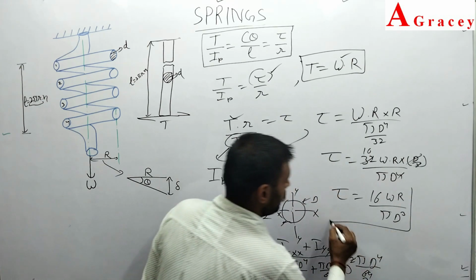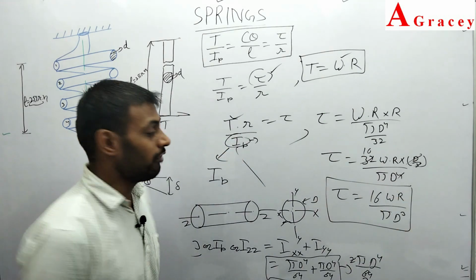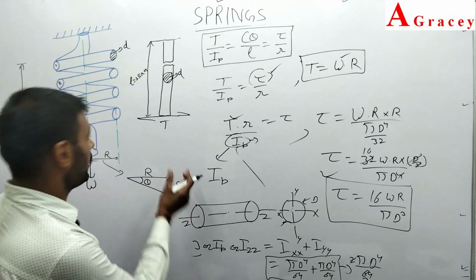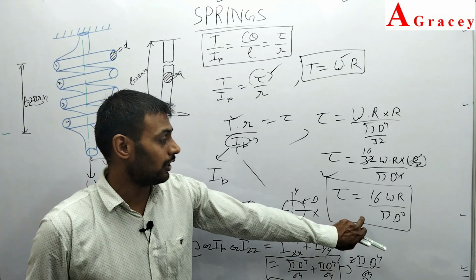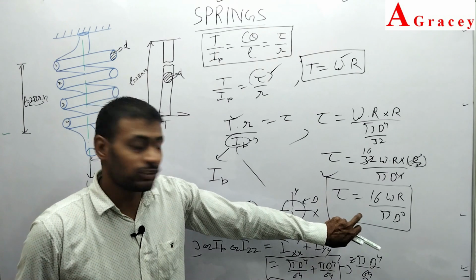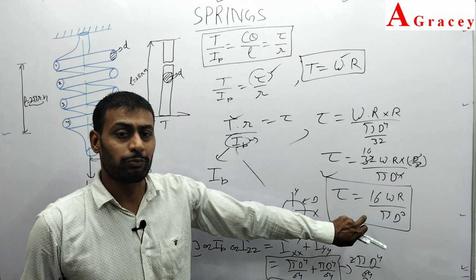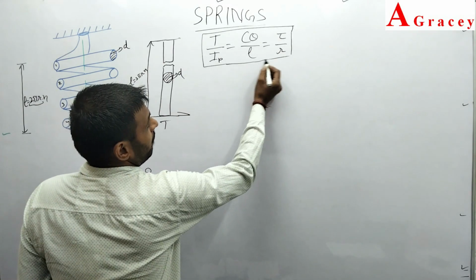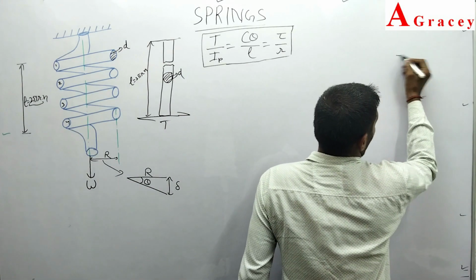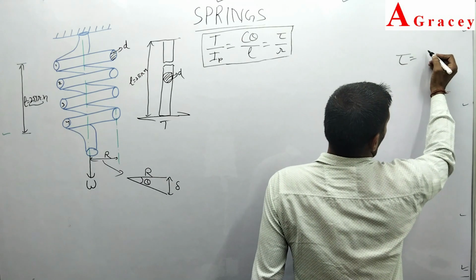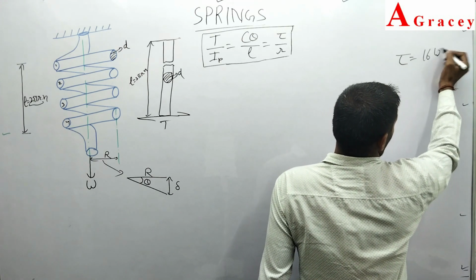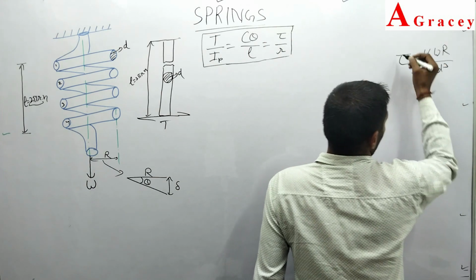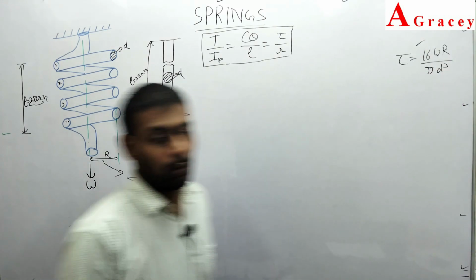So this value will be identified as the shear stress from this torsional equation. We identify the shear stress equation, and when you have a spring problem, we will put this formula in for the shear stress. So we identified that τ, which I am representing here, is equal to 16 WR divided by πd³. So this formula we will use in our problem of the spring.